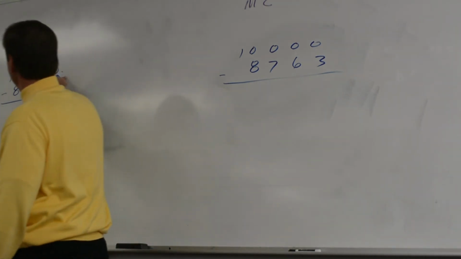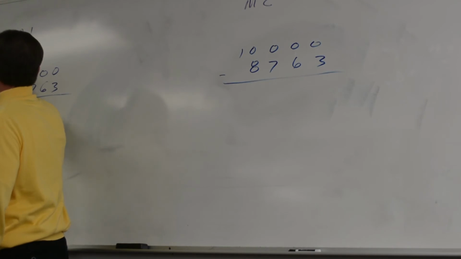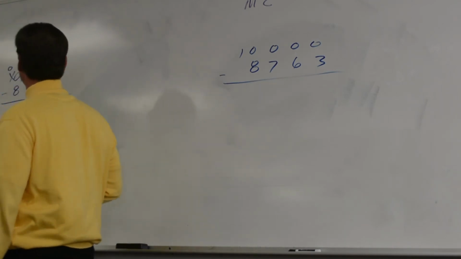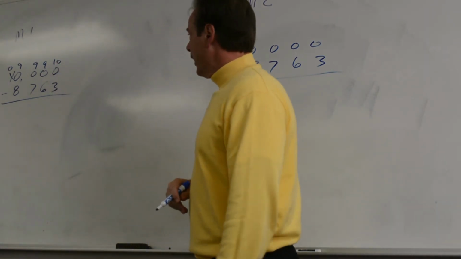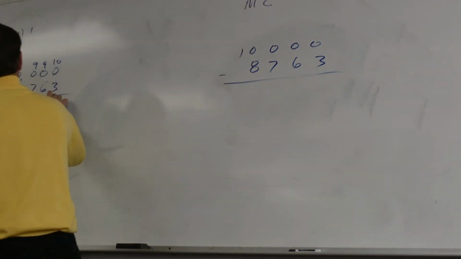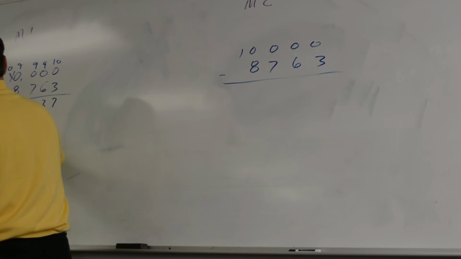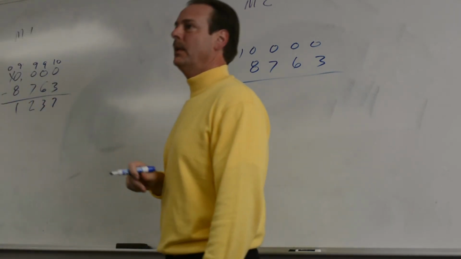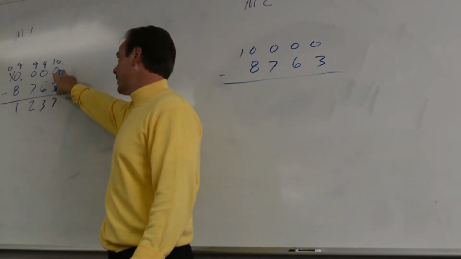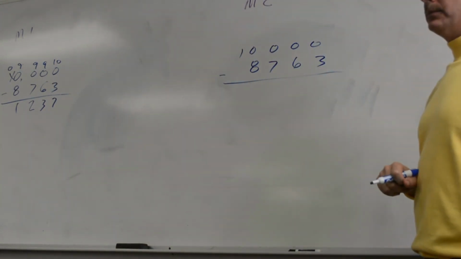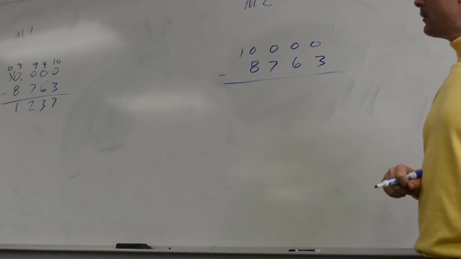Let's go over here. We're going to borrow. This goes to 0. This becomes 9, 9, 9, 10. Okay, 10 minus 3? 7. 9 minus 6? 3. 9 minus 7? 2. 9 minus 8? 1. Now technically we should check that answer to see if we get this again. It's right.